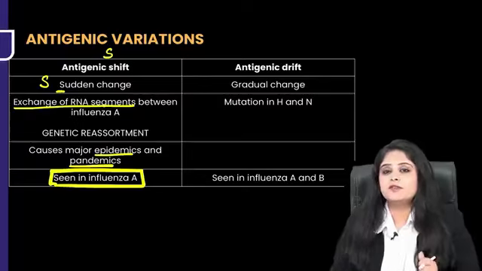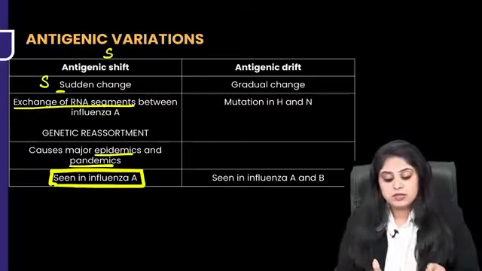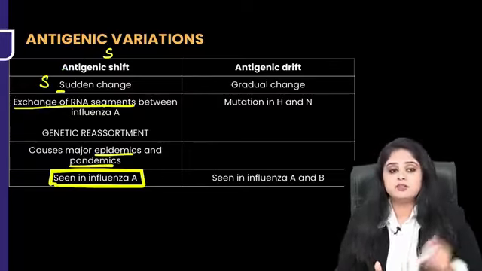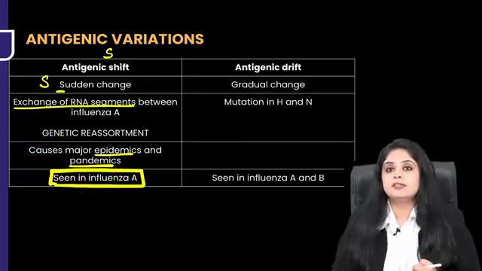Why are we so scared of influenza? Like you were very scared of COVID, now why are we scared of influenza? Because it can undergo these sudden changes. Mix and match will happen, a new virus will form, it will cause all epidemics and pandemics. Primarily they are caused by influenza A.